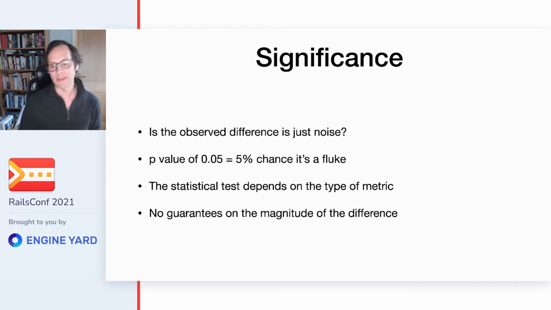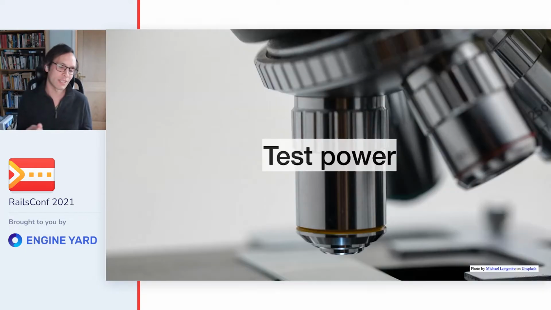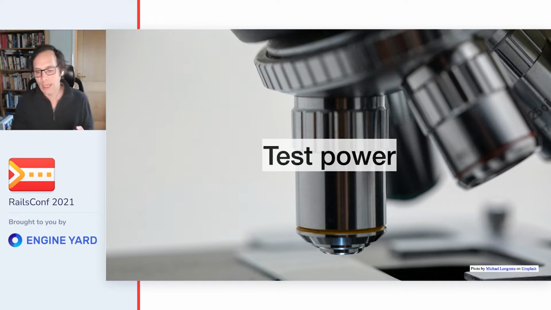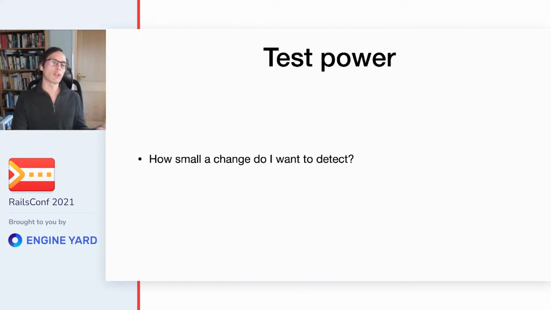The twin of significance, the twin brother or sister, is test power, which is rather than looking at do I spot a difference that's not there, it's how likely am I to miss a change that is there. How small a change do I want to be able to detect? And intuitively, the smaller the change you want to detect, the more data you're going to need, the more users.